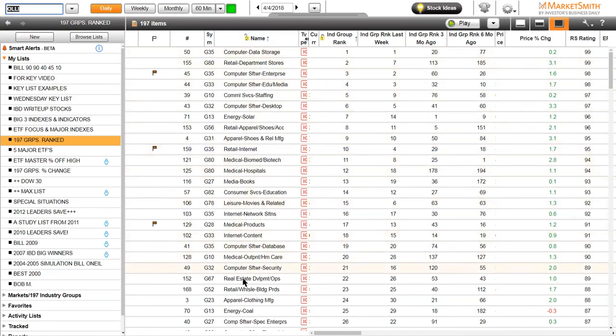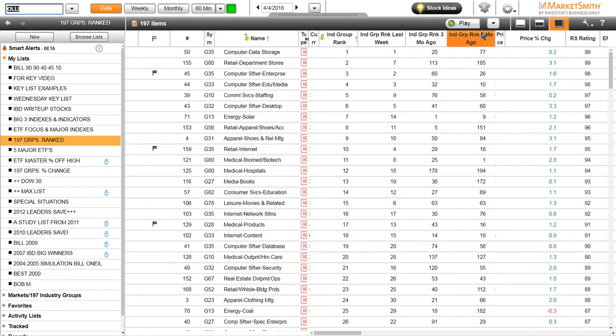Well, this is what I love. There are 197 industry groups, and this is how I sort them. I don't sort it by name. I sort it by industry group rank this week. Computer data storage is the #1 group. Retail department stores. I don't have to read this to you. That's insulting. But here's what's very important. This is industry group rank this week. This is industry group rank last week. And this is 3 months ago and 6 months ago.